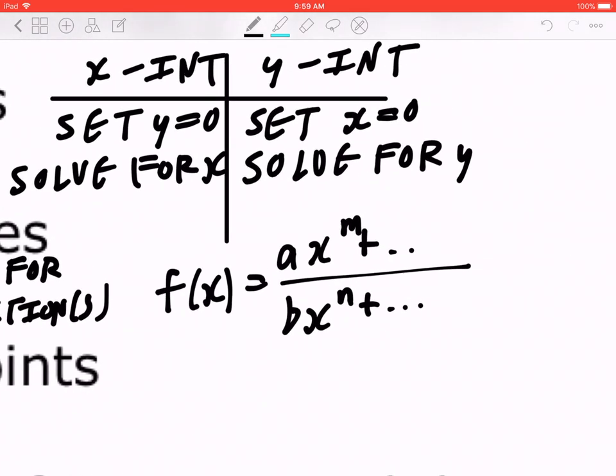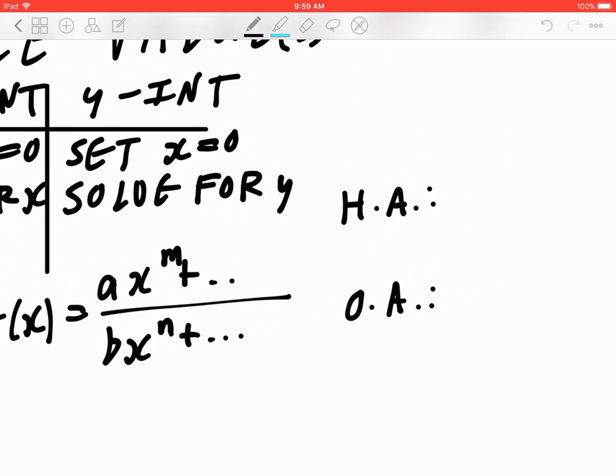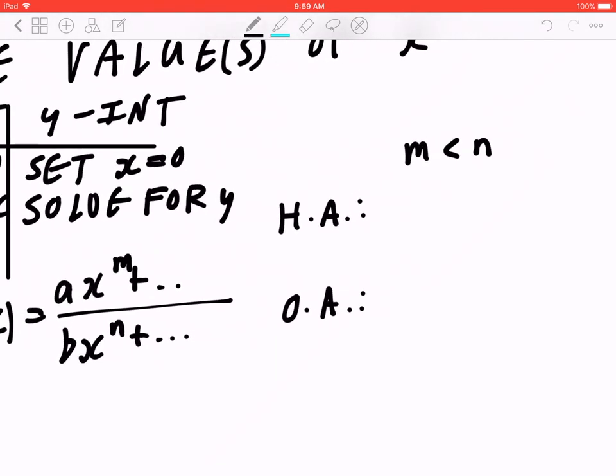So, for example, if there's a function with ax to the power of m plus some other terms divided by b times x to the n plus some other terms, here's how you break it down to the three corresponding cases. If the exponent at the top is smaller than the bottom, and this could be 1 smaller, 2 smaller, as long as the exponent at the top, and again by exponent I really mean the degree, which is the largest exponent, then there is a horizontal asymptote located at y equals 0.